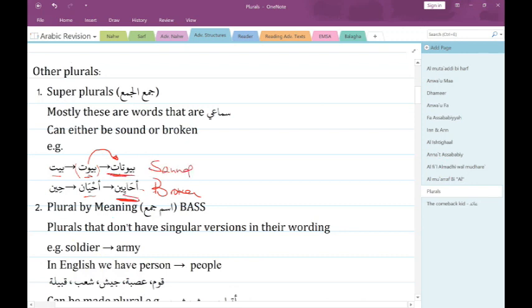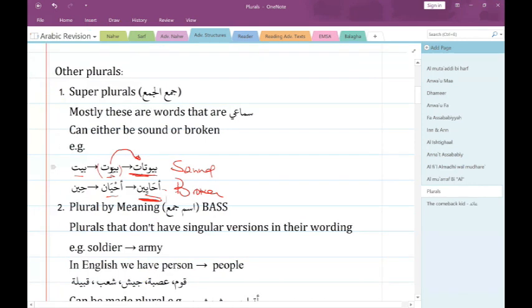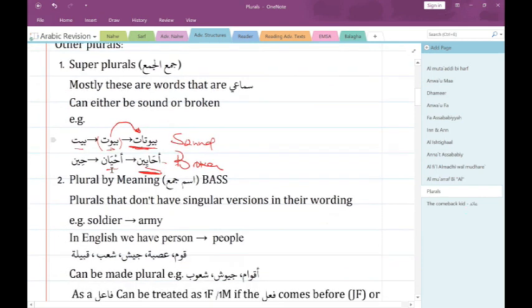Okay, so these are the super plurals. And again, like we said, these are just sama'i. They're words that were heard and passed down. Not every single word has a super plural, by the way. So this is important to understand. And not every single word has a broken plural, and not every word has a sound plural. That's just something you need to understand, that when it comes to plural, it doesn't mean that every single word would have all these plurals. These are just categories. Some words might have only sound plurals. Some words might have only broken plurals.